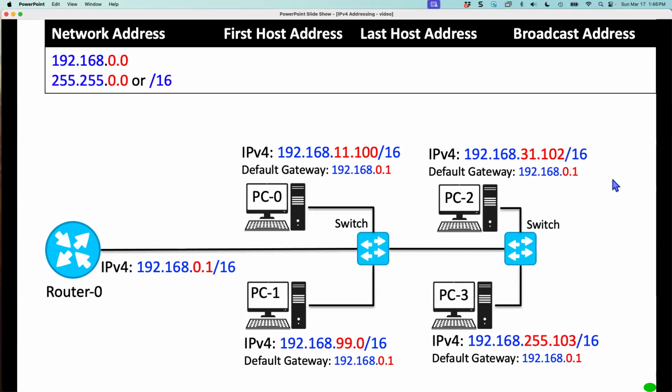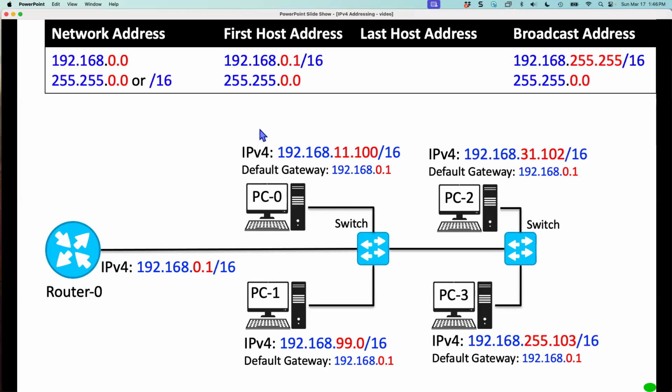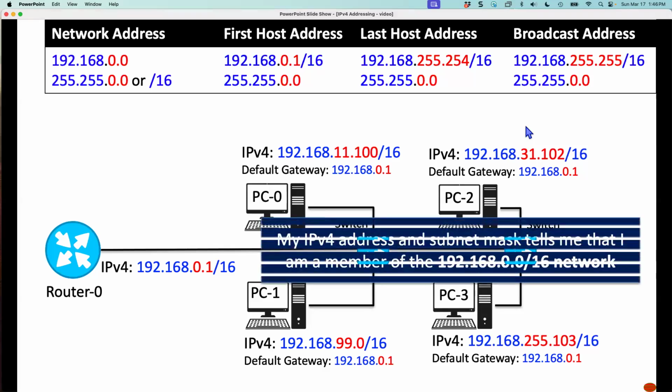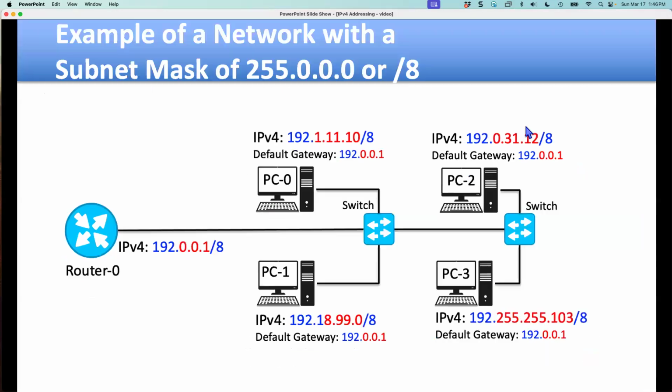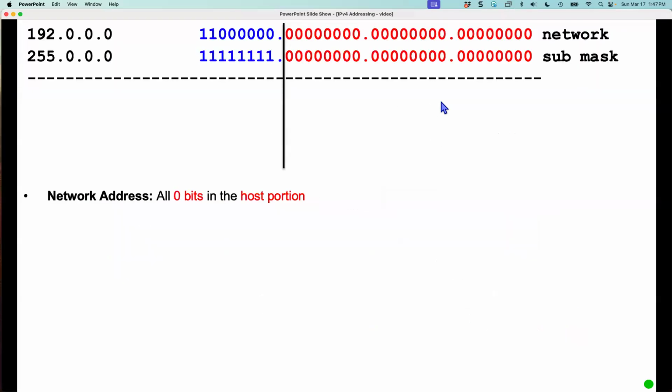All right, so what would be the first host? Well, there's our broadcast. Our network address is 0.0, broadcast 255.255. Don't forget about the mask. The mask is important. That's what identifies the network portion from the host portion in any address. Here's our first host, 192.168.0.1. Last host, 192.168.255.254. Okay. All right. Now let's look at another one, 255.0.0.0 or /8.